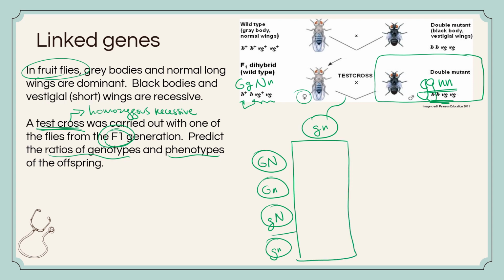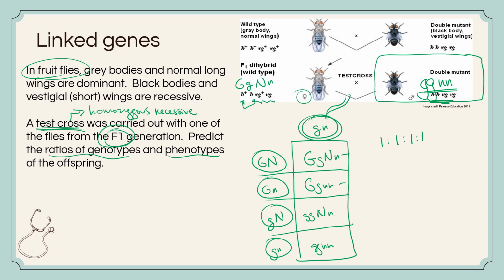So I only need to put one column in my Punnett square. I don't need to build it 4 by 4 like we did in that other dihybrid cross, because this is the only possible combination of sperm. All the sperm will look like this. Let's do some fertilization. We get a big G, little g, big N, little n. We could also have the other combinations. So our ratio of genotypes is going to be 1 to 1 to 1 to 1. That one, that one, that one, that one.